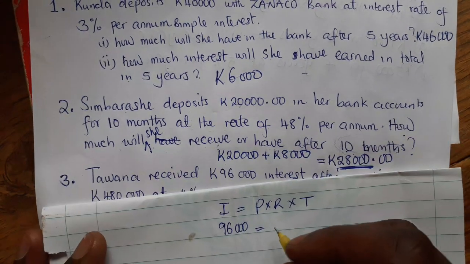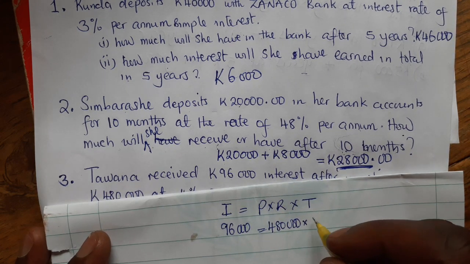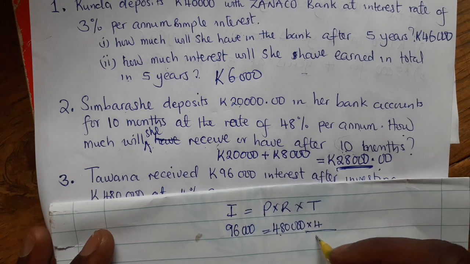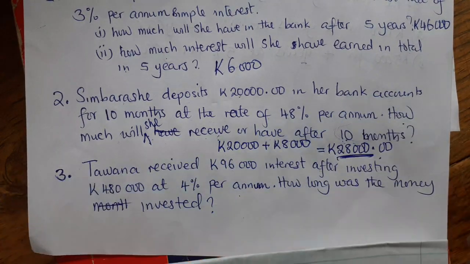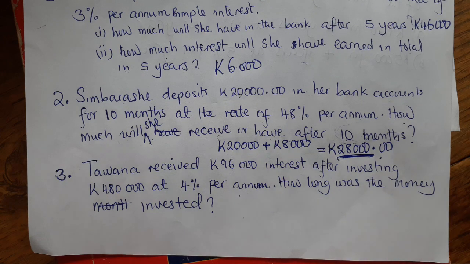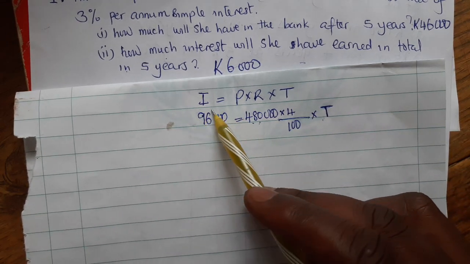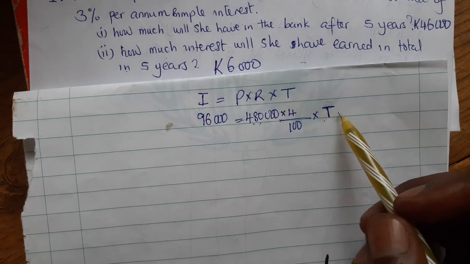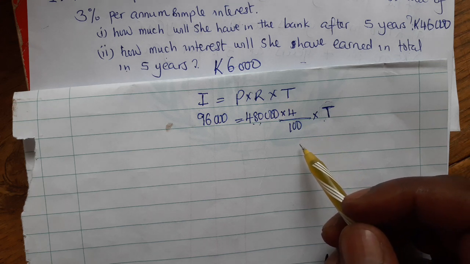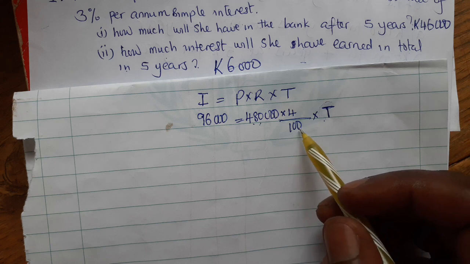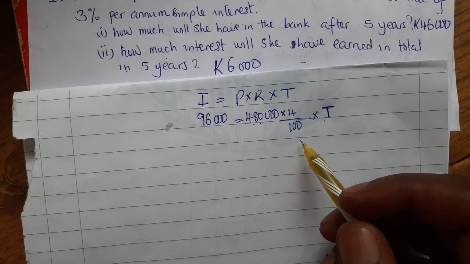And then the principal is given as 480,000. Okay? Then the rate here is also given as what? 4%. 4 over 100. Then what we do not know is time. That's why they're asking us how long. They're talking about time. So we do not know what time it took for this money to generate this amount of interest. So in other words, we are calculating for T, which is time. And you must know that time is calculated in years.